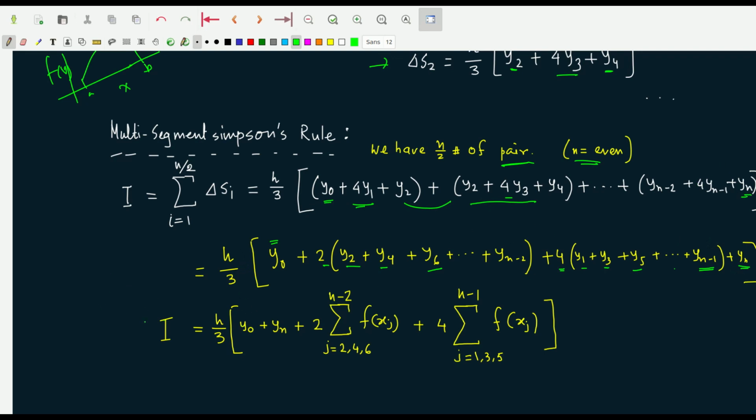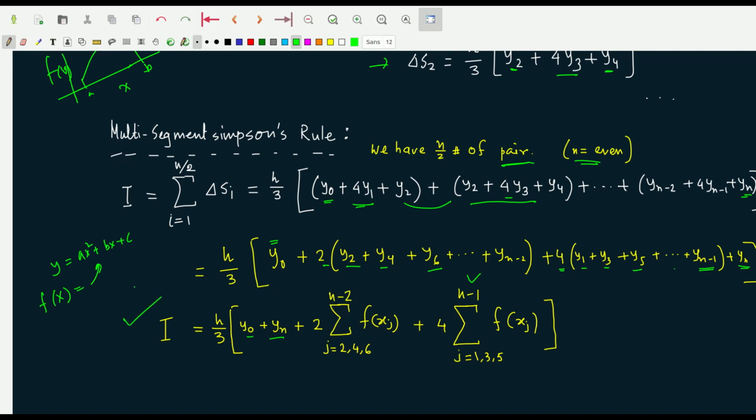Therefore we can easily generalize it: h by 3 times y0 plus yn plus 2 times the sum over j running through 2, 4, 6 up to n minus 2. Here y is basically y equals ax square plus bx plus c, which you can call f(x), so the sum of f(xj), where j is 2, 4, 6 up to n minus 2, and 4 times the sum over 1, 3, 5 up to n minus 1, where j can take only odd values.